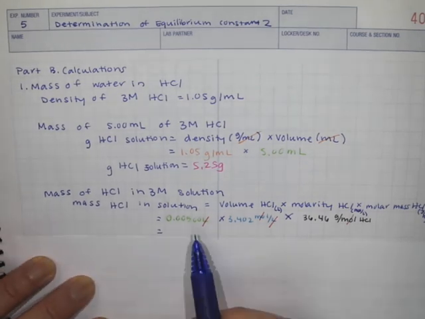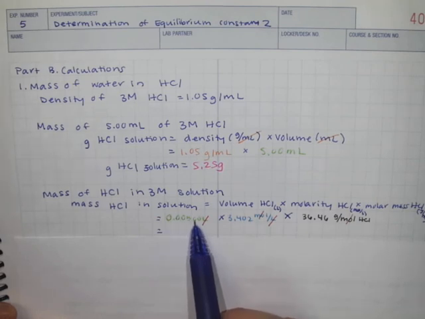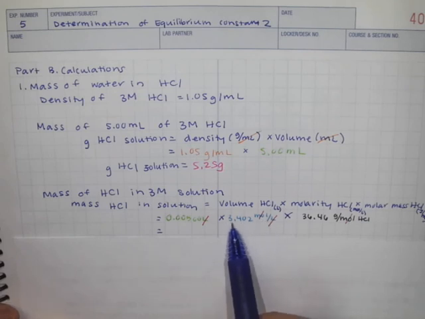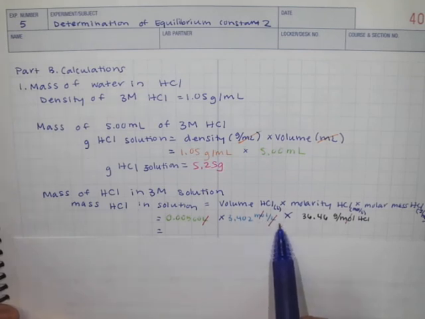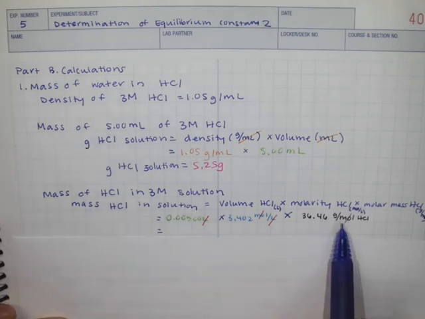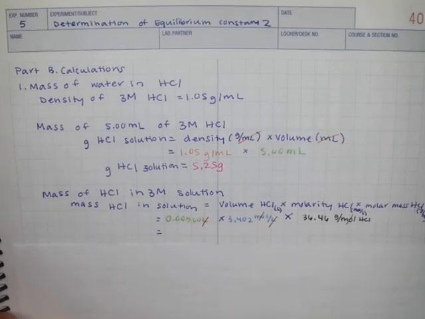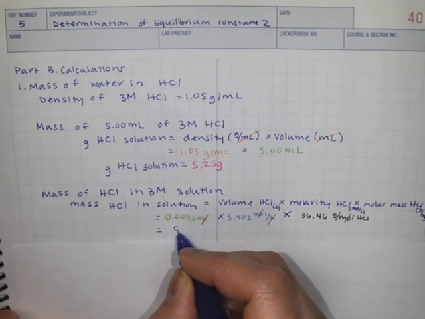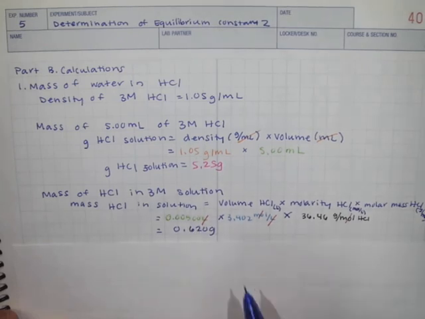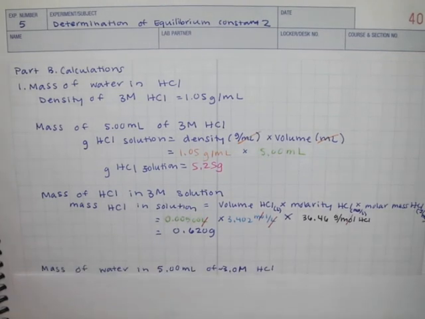For my values, this is the 5 mL. I know it's hard to see there. So this is 0.00500 liters times my molarity of HCl. My fake molarity is 3.402 moles per liter times the molar mass, which is 36.46 grams per mole of HCl. So these units cancel out and I'm left with grams. So this ends up being 0.620 grams. Okay, so that is the mass of HCl in solution.